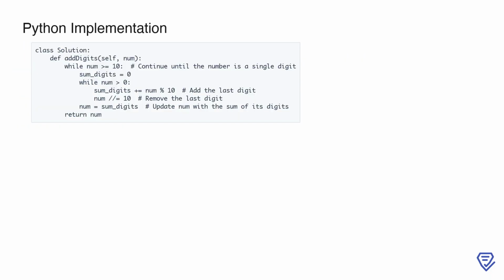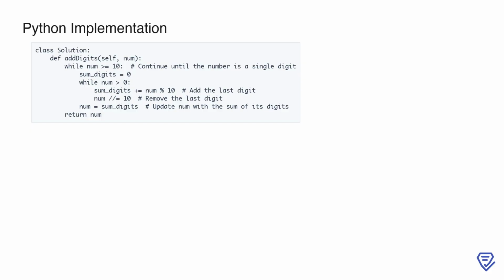This implementation solves the add digits problem using a straightforward iterative approach. The goal is to repeatedly sum the digits of a number until the result is a single digit. Explanation, step by step. 1. Outer while loop. The while number >= 10 loop ensures that we continue processing as long as the number has more than one digit. Once the number is a single digit, the loop stops.